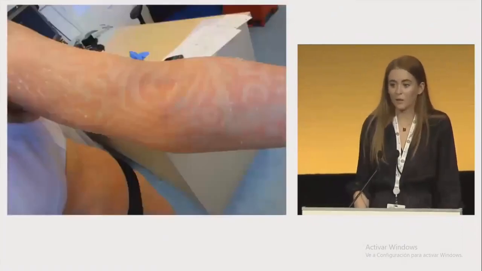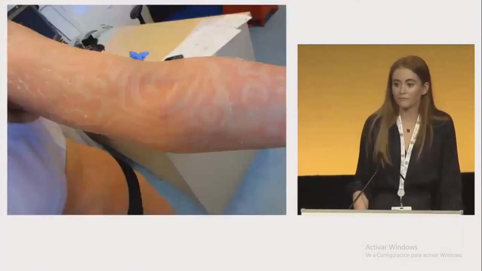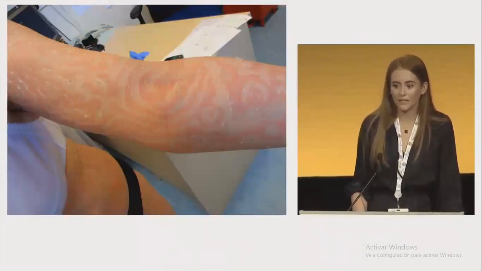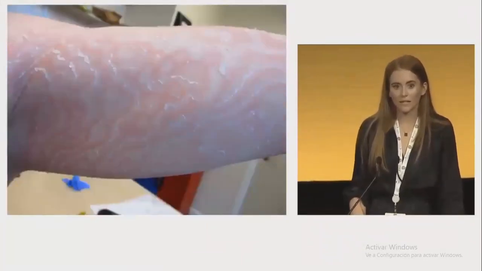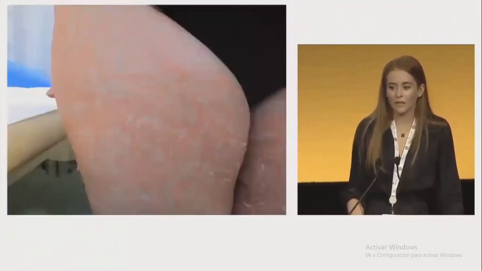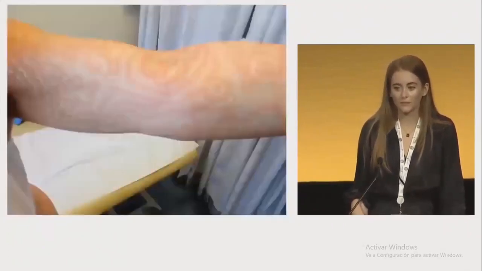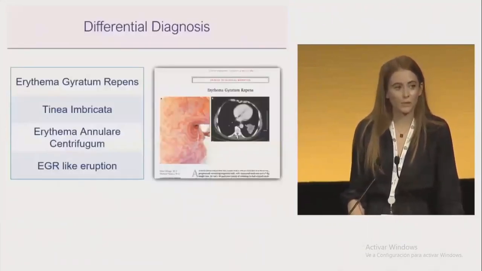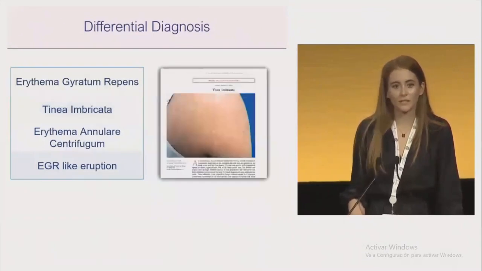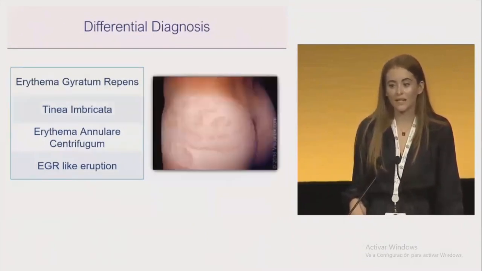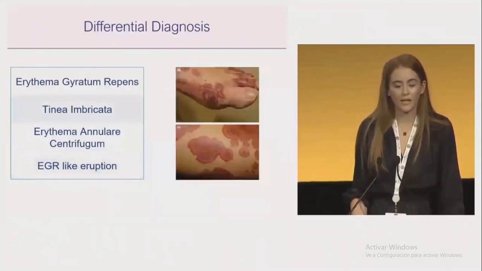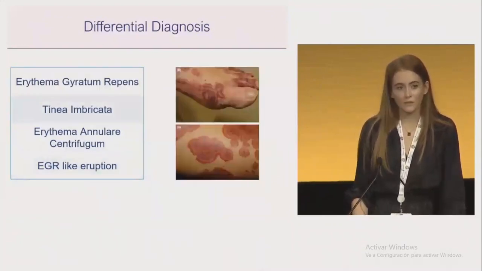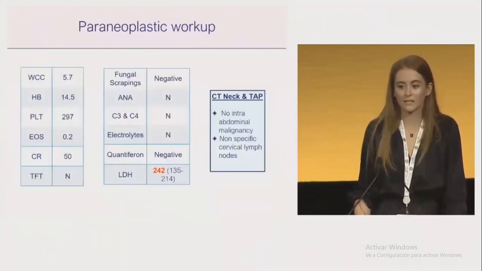So on examination, as you can see, there are erythematous gyrate concentric bands arranged in parallel with a fine trailing scale. It's involving her upper limbs, lower limbs, and trunk. So our working diagnosis at the time was erythema gyratum repens, and our differential diagnosis included tinea imbricata, erythema annulare centrifugum, and an EGR-like eruption. So this is where a different dermatosis mimics EGR in its clinical presentation, for example, vasculitis.